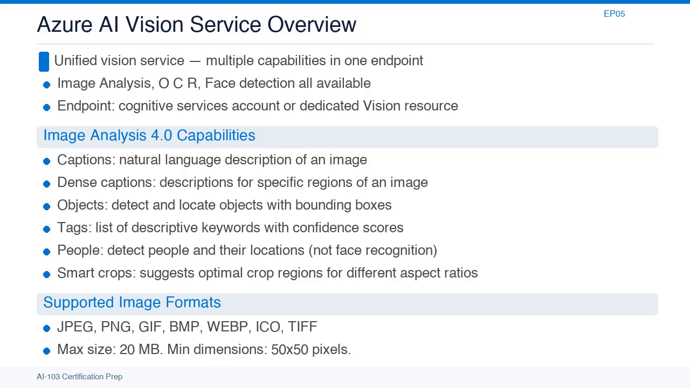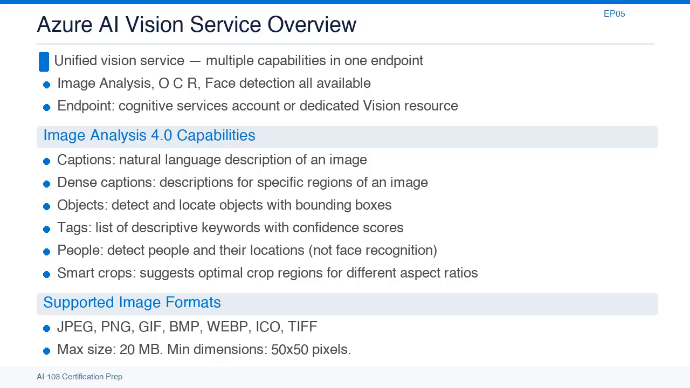Azure AI Vision is the unified service for computer vision tasks on Azure. A single cognitive services account can access multiple vision capabilities through one endpoint. Image Analysis 4.0 is the current generation of the service and includes several capabilities. Captions generates a natural language description of the entire image. For example, a person sitting at a desk looking at a laptop.